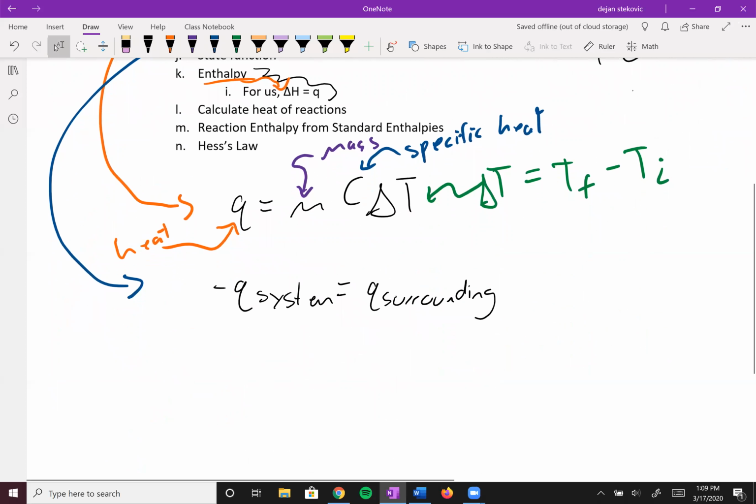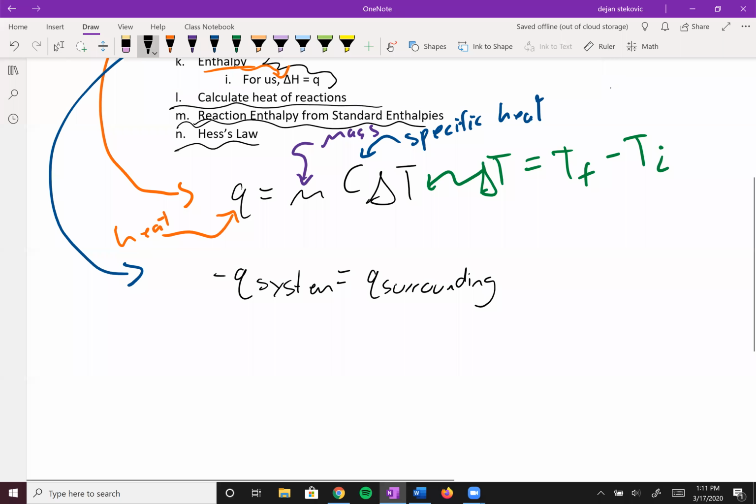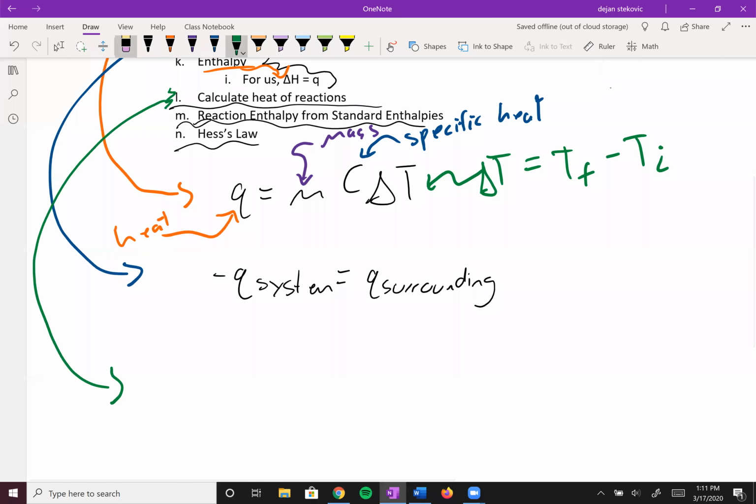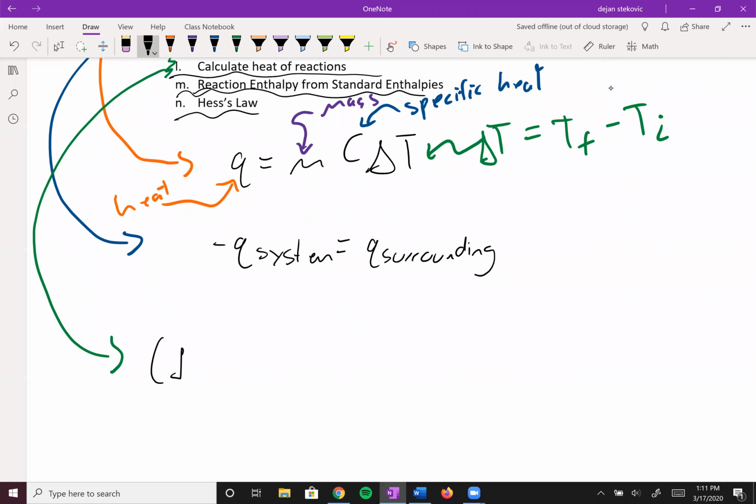Calculating heats of reaction, standard reaction enthalpies from standard enthalpies, and Hess's law. You can take a look in all the notes for that kind of stuff. Let's just go over it super quickly though. So let's take a look at an example of a heat of reaction. So this would be something like maybe you have this equation.